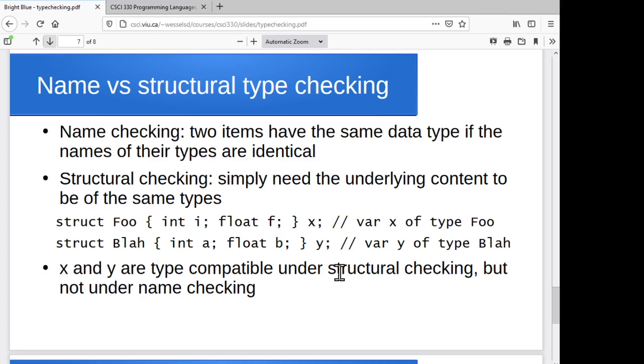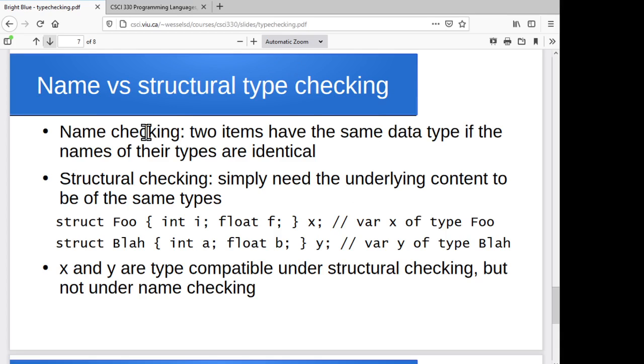All right, one of the things that we want to think about in terms of our type checking is if we've got static type checking, so if the compiler is going through and doing the type checking for us, how is it actually going to decide yes or no, are these two types the same? So there's two different approaches that we'll take a look at.